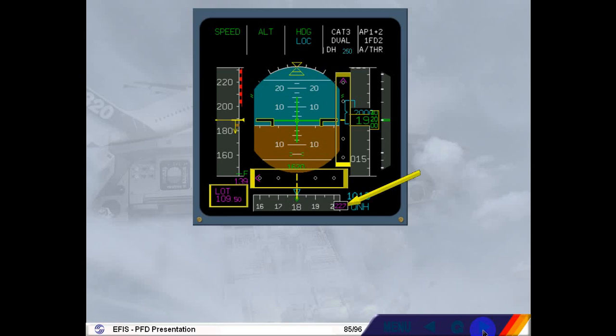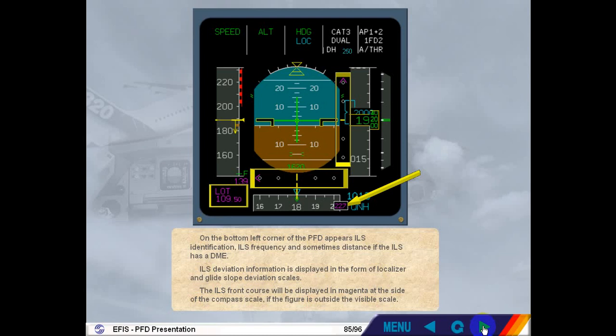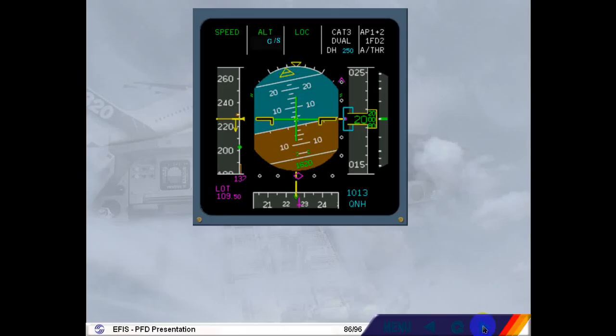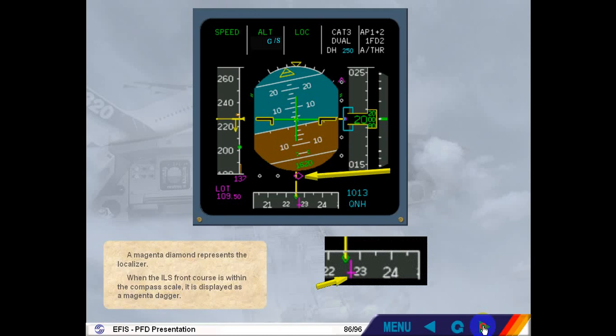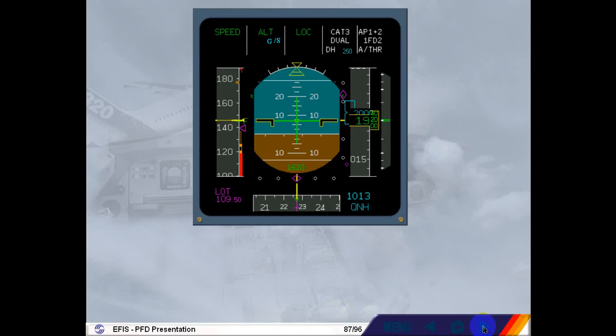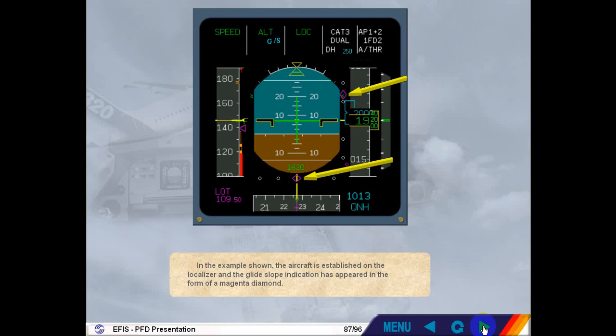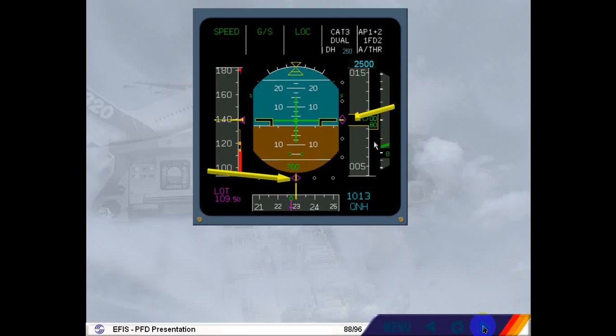The ILS front course will be displayed in magenta at the side of the compass scale, if the figure is outside the visible scale. A magenta diamond represents the localizer. When the ILS front course is within the compass scale, it is displayed as a magenta dagger. In the example shown, the aircraft is established on the localizer, and the glide slope indication has appeared in the form of a magenta diamond. The aircraft is now fully established on the ILS approach.